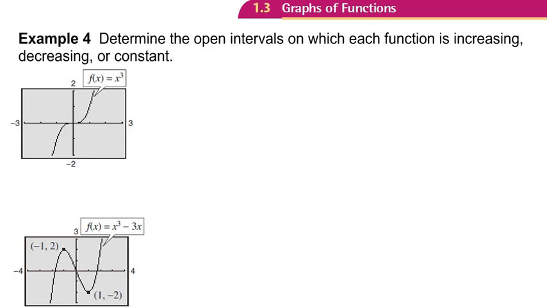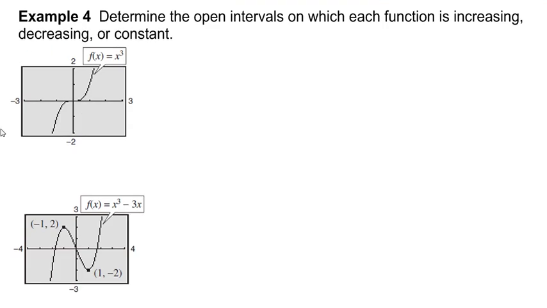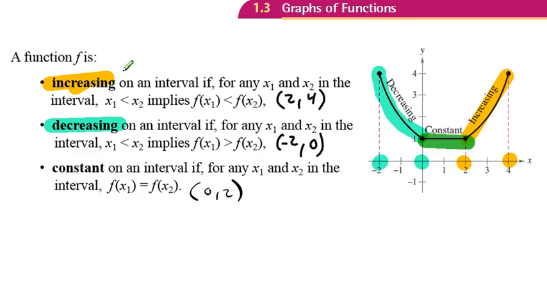Determine the open intervals on which each function is increasing, decreasing, or constant. This one may seem a little challenging because it kind of looks like it's constant right here. Actually, it does look like it's constant. So I probably need to go back real quick to this little nerdiness. If something is increasing, like this, see how it's going up? Then it's increasing on some interval, so from 2 to 4.